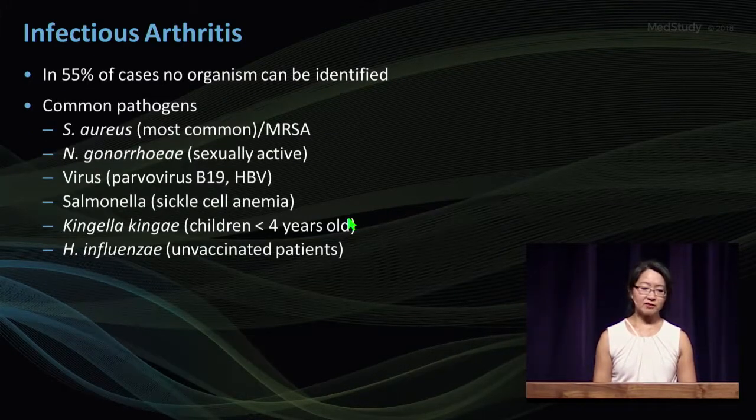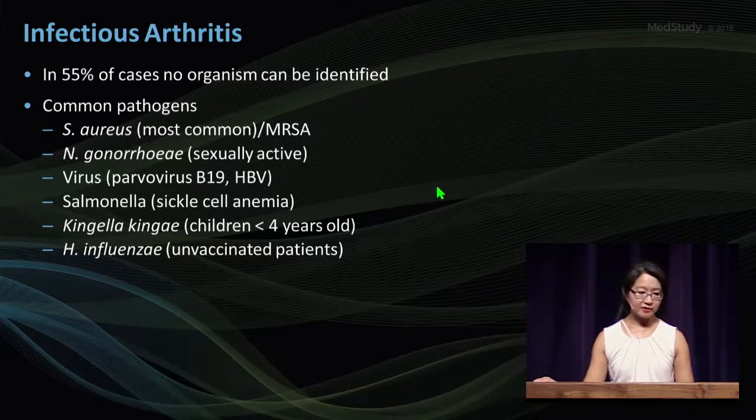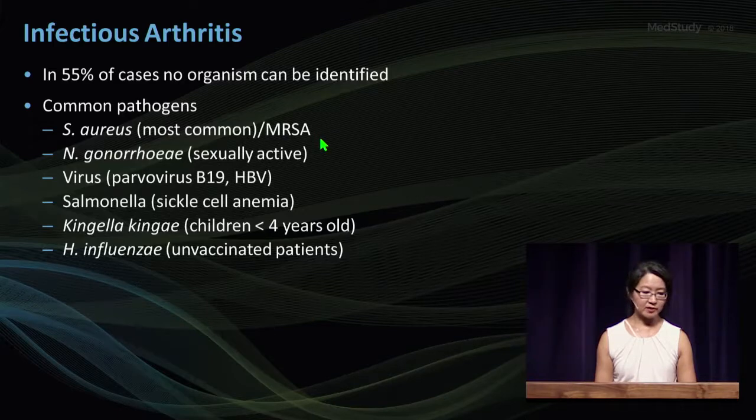In about 55% of cases, there's no organism that you can identify. But the most common pathogens are listed below. Staph aureus, and we have to worry now about methicillin-resistant Staph aureus. Neisseria gonorrhea has been associated with sexually active teenagers. Viruses, such as parvo B19 and hepatitis B virus, have been associated with infectious arthritis. Salmonella is associated with sickle cell anemia. Kingella kingae, children under the age of 4. Haemophilus influenzae in patients who are not vaccinated.